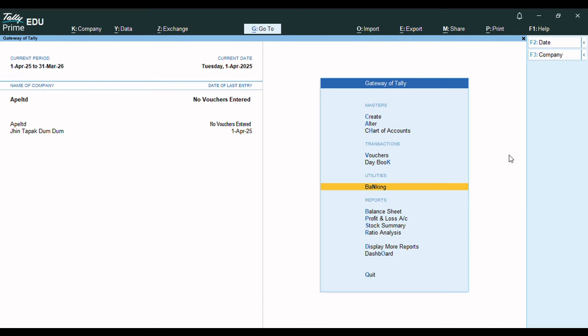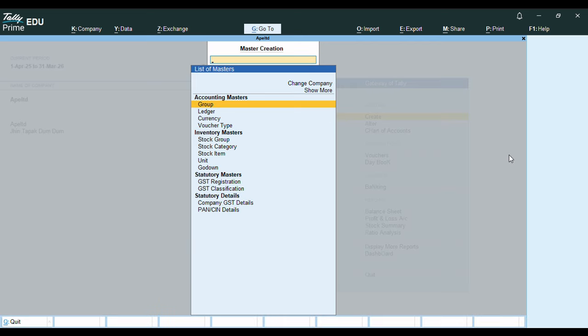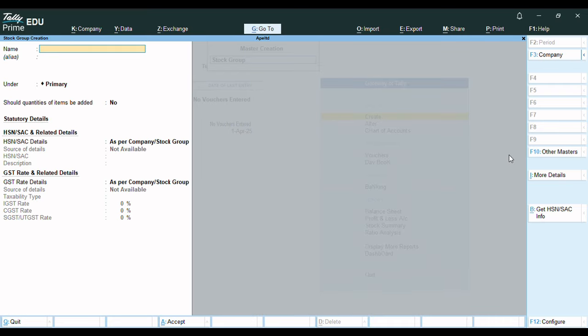So come to the stock creation, then create. This is the inventory master. In the questions you can check one stock group and stock item. So first we will make a stock group. Stock group is Beauty Brand, under primary. Quantities be added, yes.